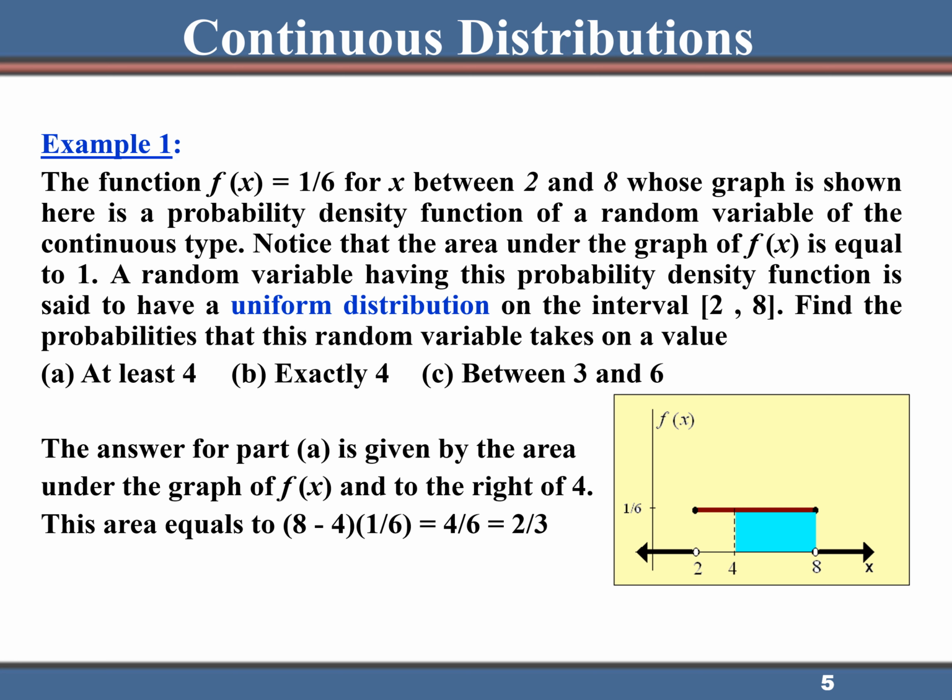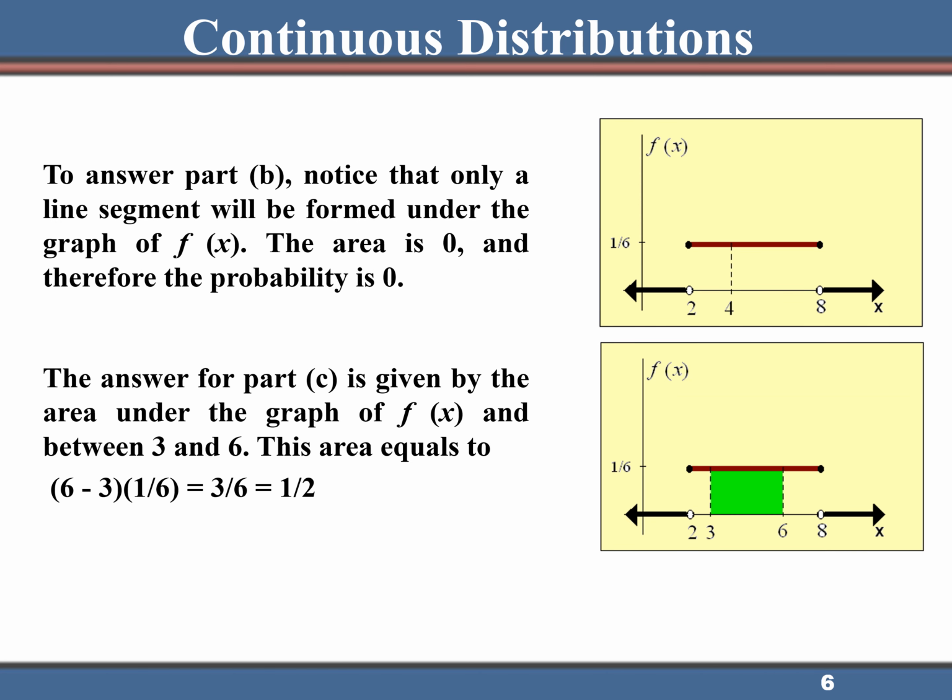In part A, the random variable takes a value greater than or equal to 4. The probability of that is the area of the blue rectangle, which is 4 times 1 over 6, or 2/3. In part B, we see that only a line segment corresponds to 4 under the graph of f of x. This means that the area under the curve is 0, and therefore the probability is 0. In part C, the probability is given by the area of the green rectangle, which is 3 times 1 over 6, or half.